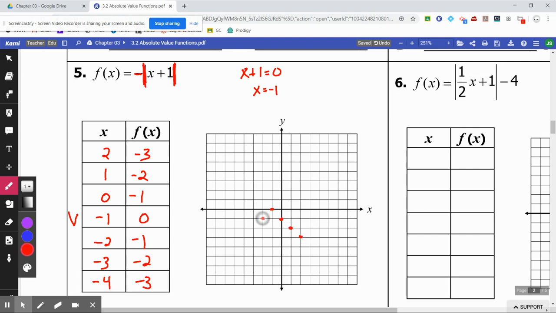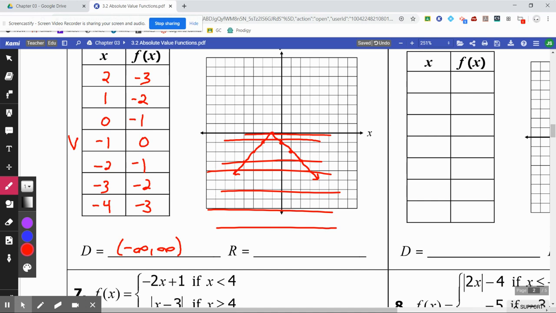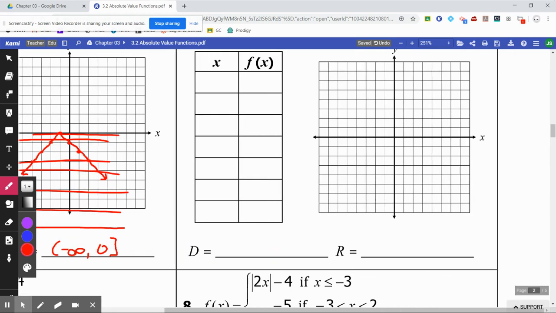Because of the symmetry, you can actually go ahead and plot these points on the other side. So your V is actually, with this absolute value graph, got flipped upside down. Your domain is still all reals. Your range, however, changed. Your graph goes down forever. You have graph down here, and your graph stops right here. So your range would be everything from -infinity up to 0, and 0 is your vertex, so you will include it.